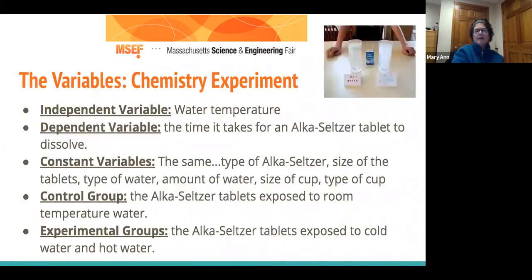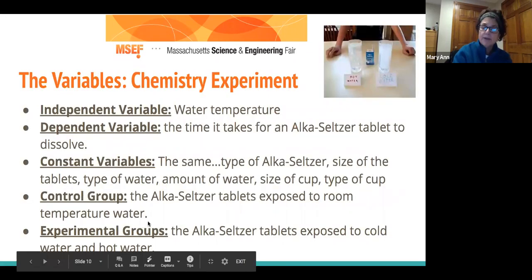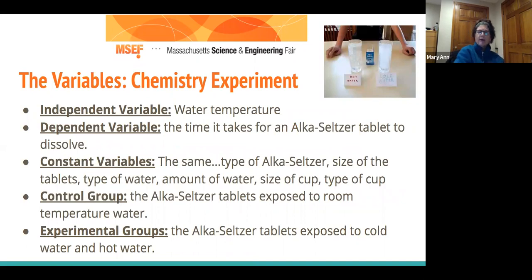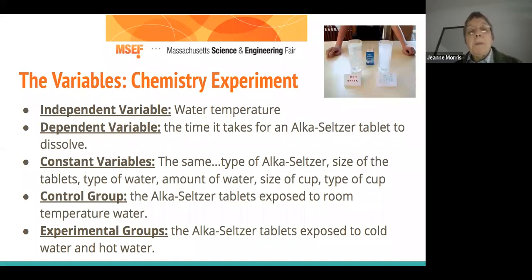And it's easier if we talk about the experimental groups. Those are the Alka-Seltzer tablets exposed to cold water and hot water. So you've got 40 more tablets, a group of 20 that is getting just exposed to cold water, and a group of 20 that's just getting exposed to hot water. Does that make sense?